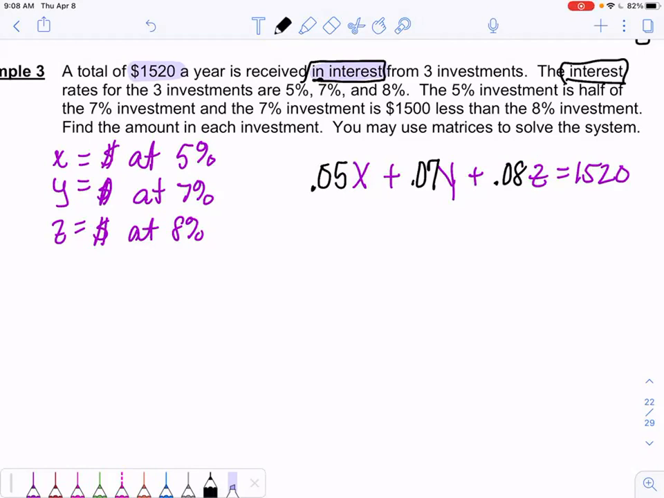The second piece, the 5% investment is half of the 7% investment. So stop there. 5% is half of the 7%. How can we write an equation to represent that part of the sentence? The 5% is half of the 7%. Darby, what do you think?